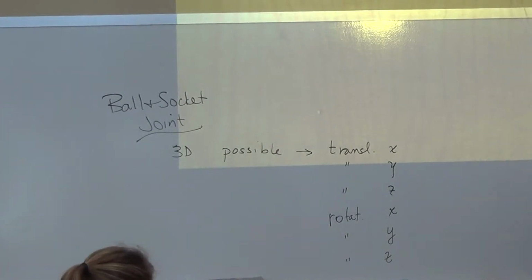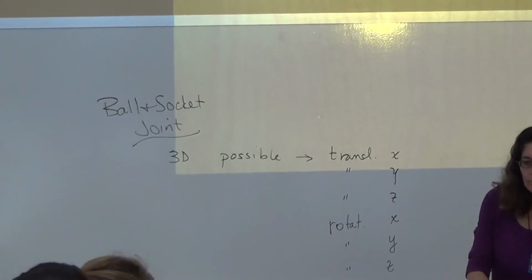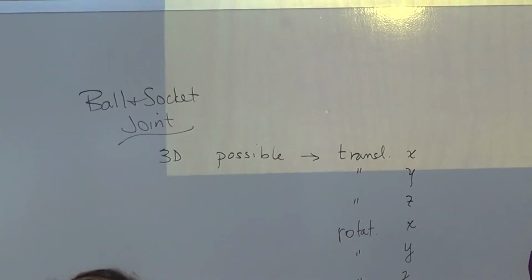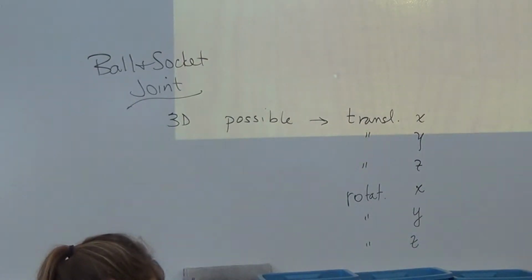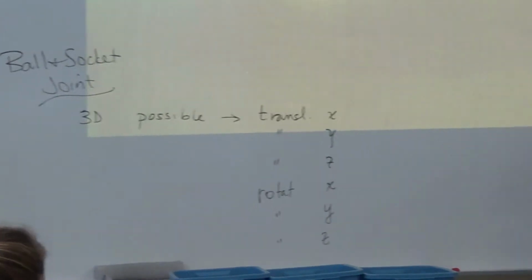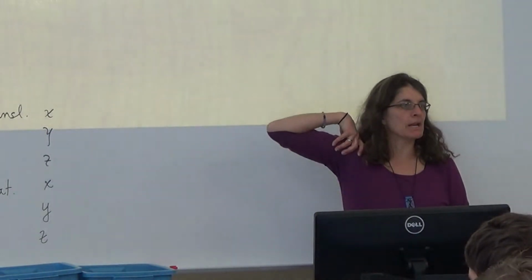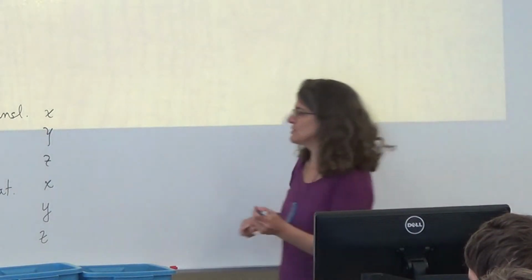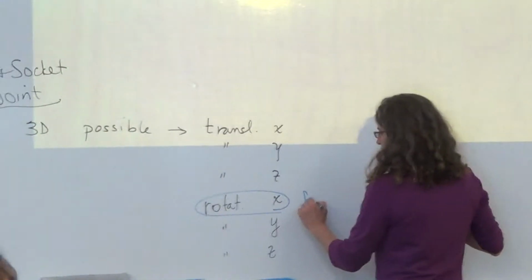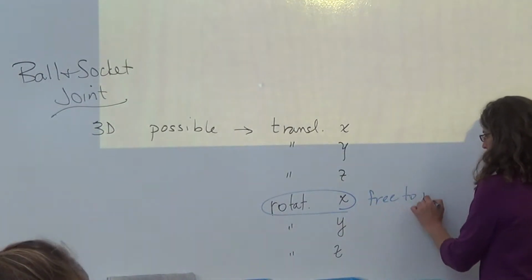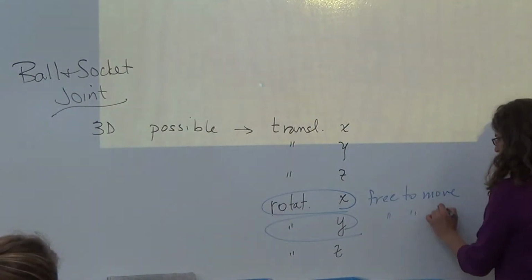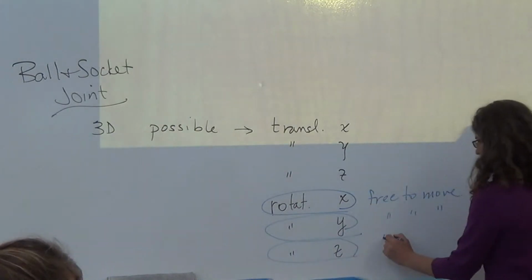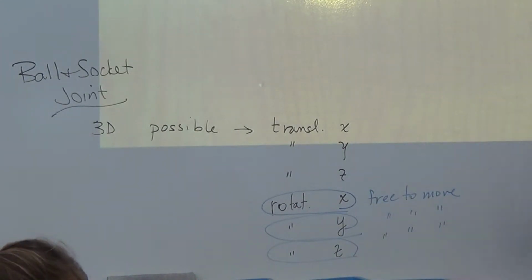Does everybody agree with that? Those are the possible motions. But we just looked at a ball and socket joint, right? And what did we realize are indeed the motions that it has? It just has the rotational. It's free to move here. It's free to rotate about the X. It's free to rotate about the Y. And it's free to rotate about the Z.